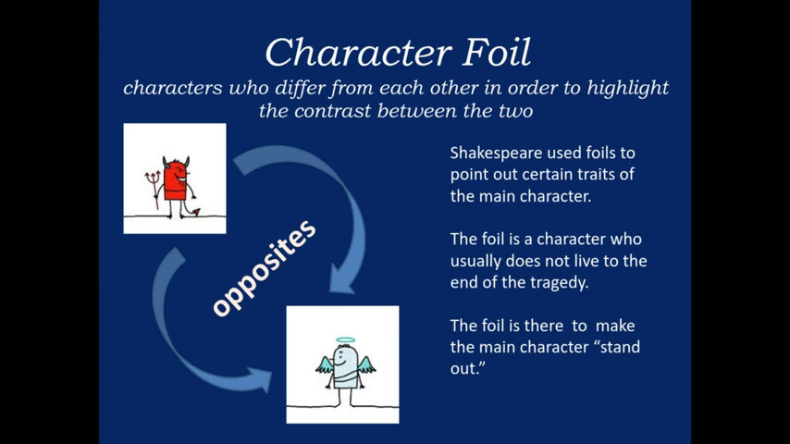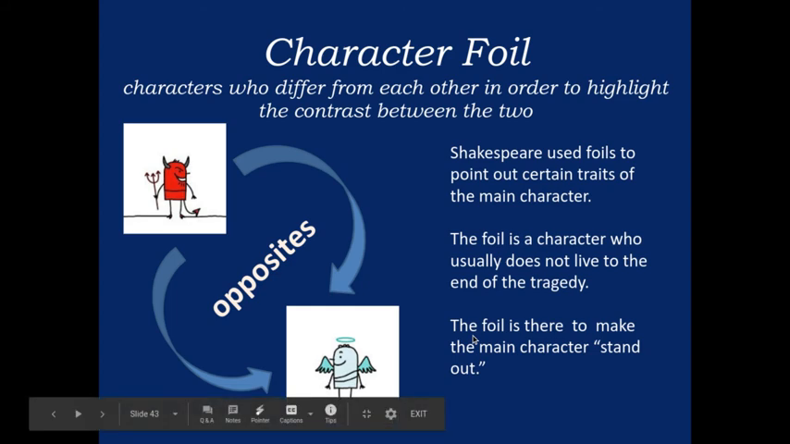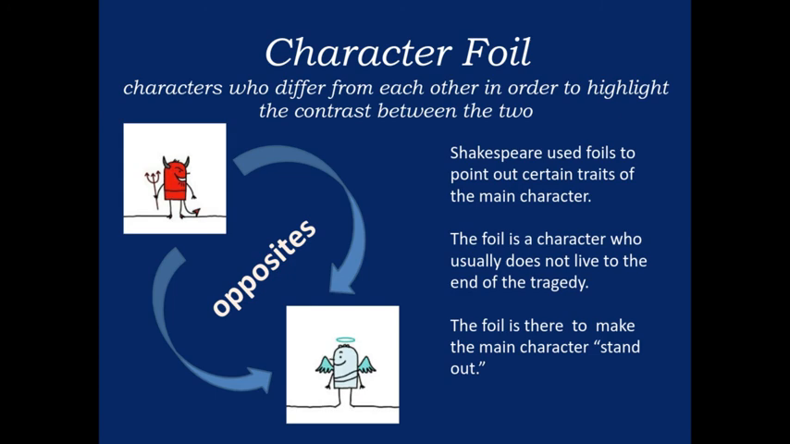Character foil, something else we'll see. Characters who differ from each other in order to highlight the contrast. So Shakespeare uses foils to point out certain traits of the main character. So you'll see good versus evil. The foil is a character who usually does not live to the end of the tragedy. And the foil is there to make the main character stand out.